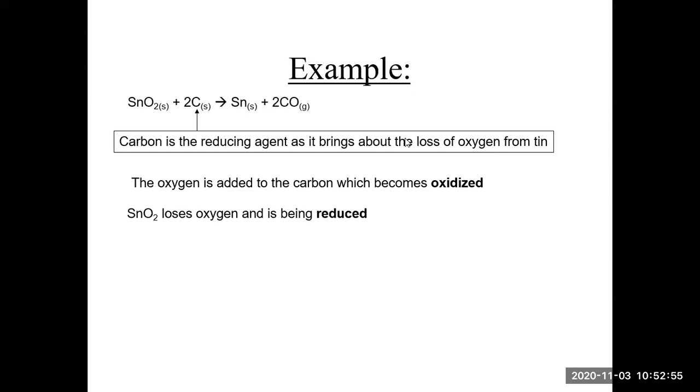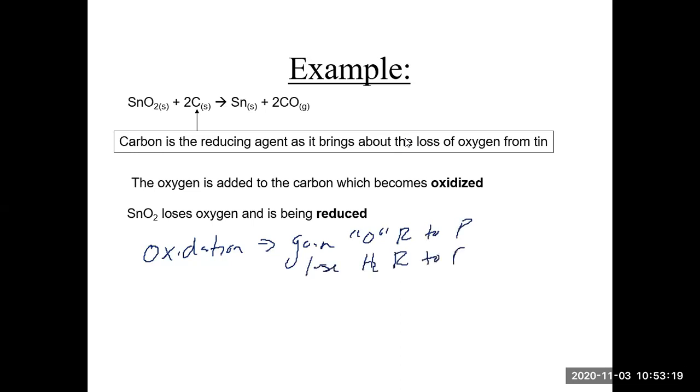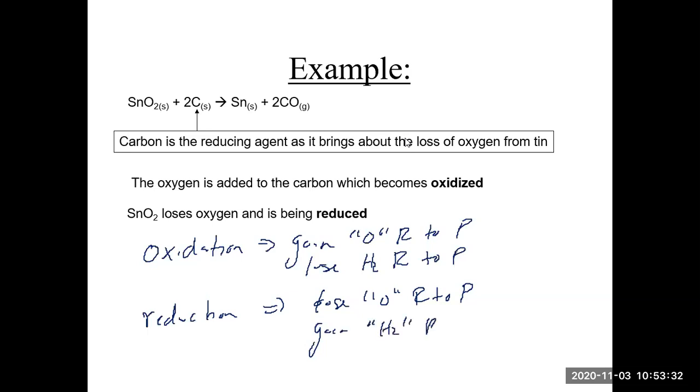I mentioned this a little bit earlier that sometimes, and especially you'll see a lot more of this if you take organic chemistry, you can use those other definitions of oxidation and reduction. So for example, as I mentioned before, oxidation can mean that you gained oxygen as you went from reactants to products, or lost hydrogen from reactants to products, and reduction means that you lost oxygen from reactants to products or gained H2 from reactants to products.